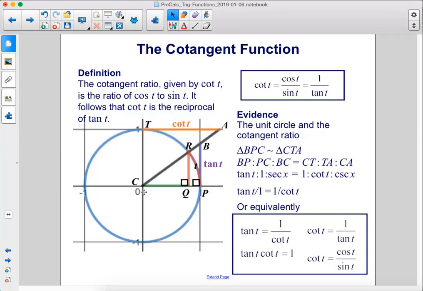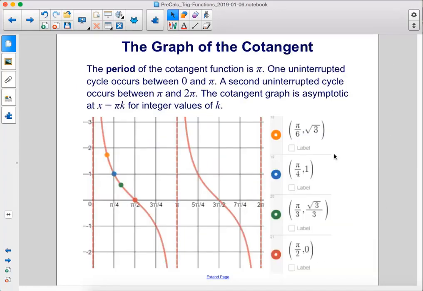Triangle BPC is similar to triangle CTA. Therefore, BP is to PC is to BC as CT is to TA is to CA. So tangent t is to 1 is to secant t, as 1 is to cotangent t is to cosecant t. You could also say tangent t over 1 equals 1 over cotangent t. You can show that they are reciprocals in these ways. The period of the cotangent function is pi. One uninterrupted cycle occurs between 0 and pi, and a second uninterrupted cycle occurs between pi and 2 pi. The cotangent graph is asymptotic at x equals pi k for integer values of k.